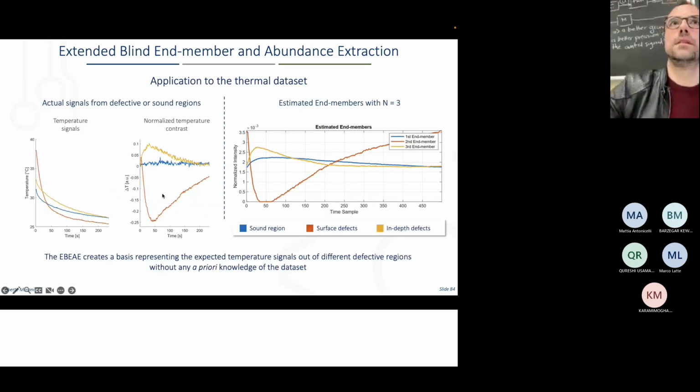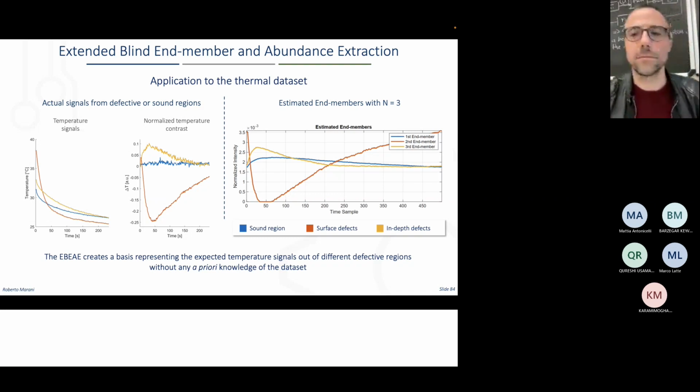So this is something that we have already seen: temperature decays and normalized contrast. And these are the endmembers estimated from this extended blind endmember abundance estimation process. These are the basis, and then any temperature signal that you see on your surface will be represented as a linear combination of these 3 models. This is completely automatic.